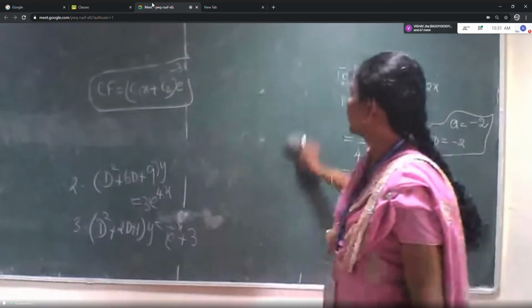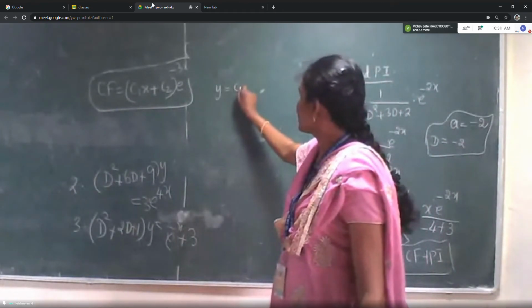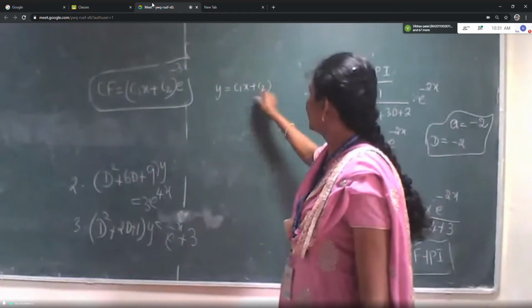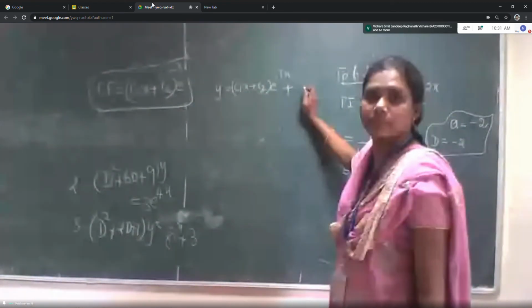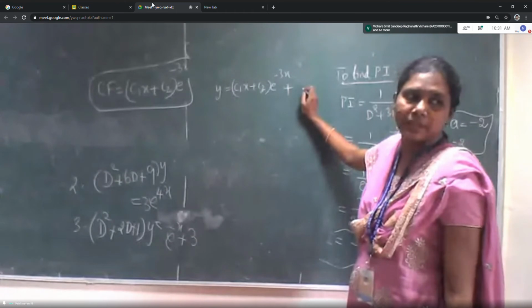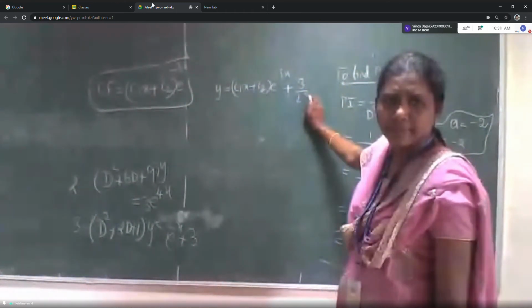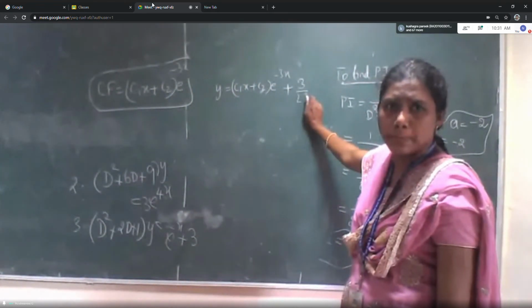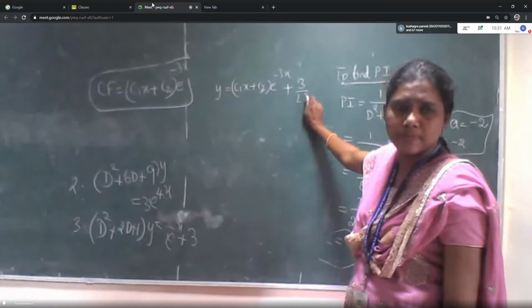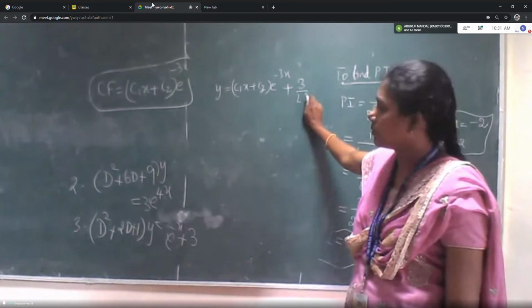One by 31 into 3 into e to the power 4x. Yeah, I will write fully: C1x plus C2 into e to the power minus 3x, plus PI, tell me. 3 by 31... Yes, ma'am, I'm getting 31. x square by 2 into e to the power minus 5x. And 3/49.